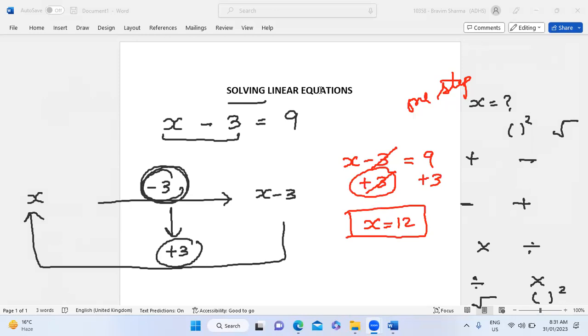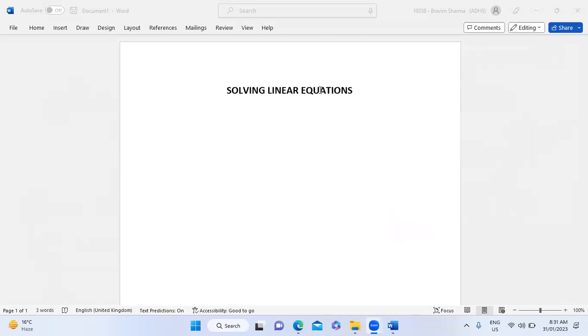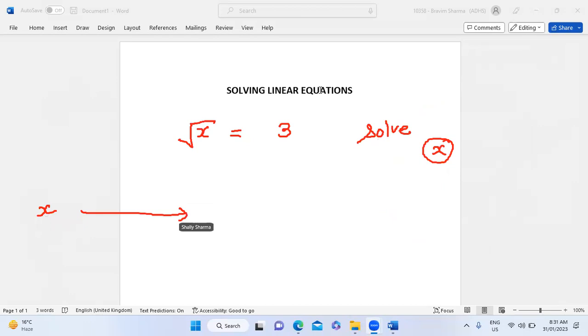Let's talk about one more question. For example, you have square root of x and that is equal to 3. Now, again, I have to solve this equation. Solve means find out x. I have square root of x. So I will be taking x. How do I get the square root of x? By taking a square root, by taking an exponent value of a half. And I got here square root.